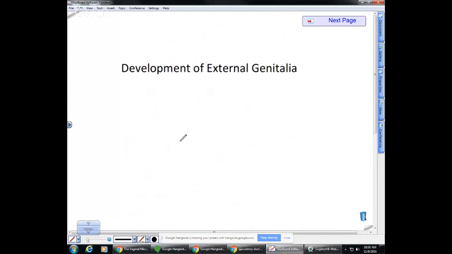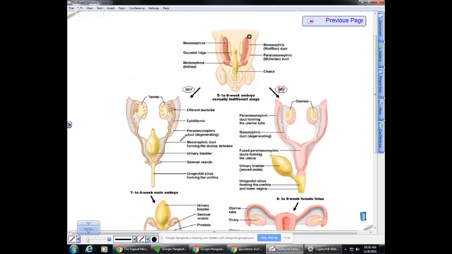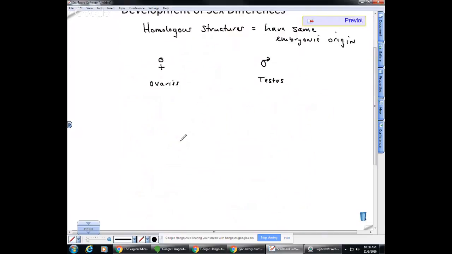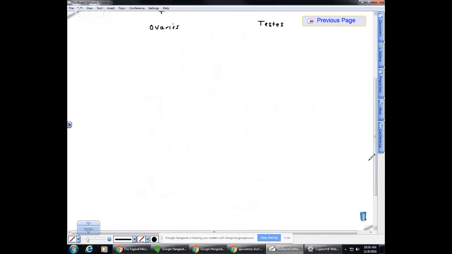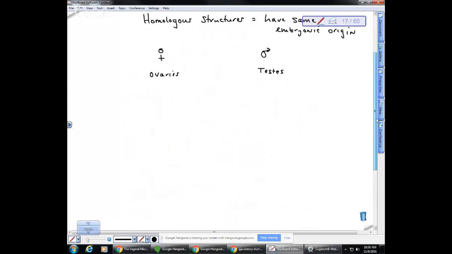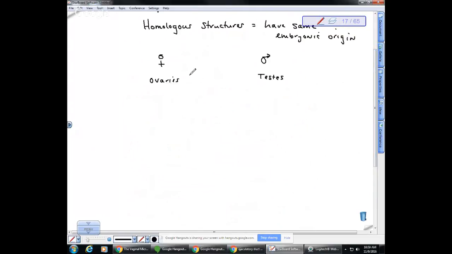Let's just go back to here. Okay, so we can also look at the structures that are similar in the external genitalia. For example, in the females, we have the labia minora, and in the males, this fuses to form the shaft of the penis.